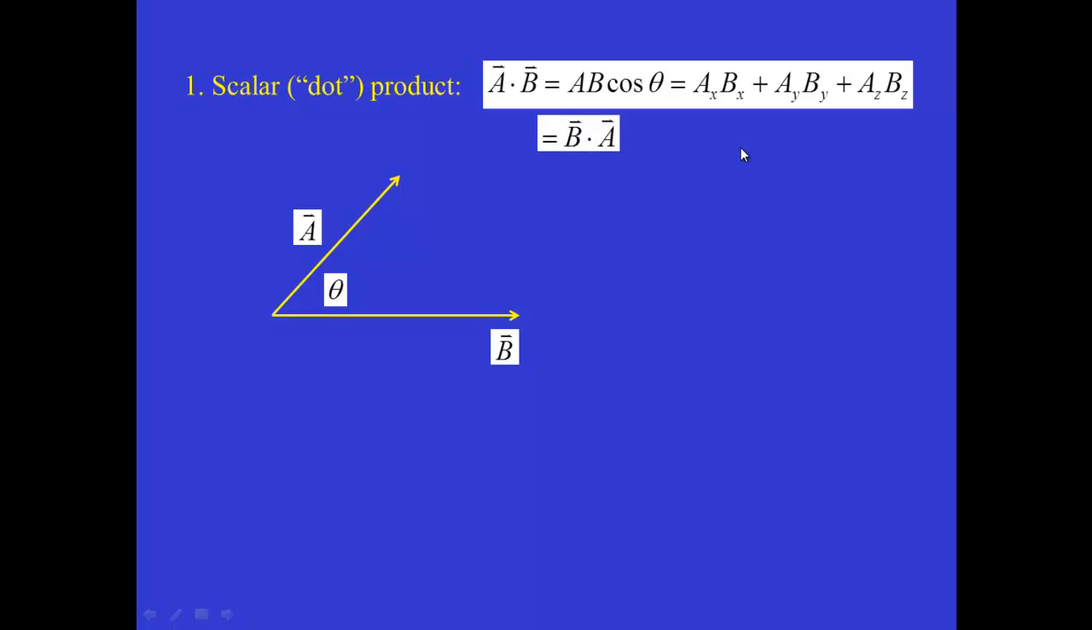As with many things in physics, let me just point out that this is commutative. The scalar product is commutative, so A dot B is equal to B dot A.